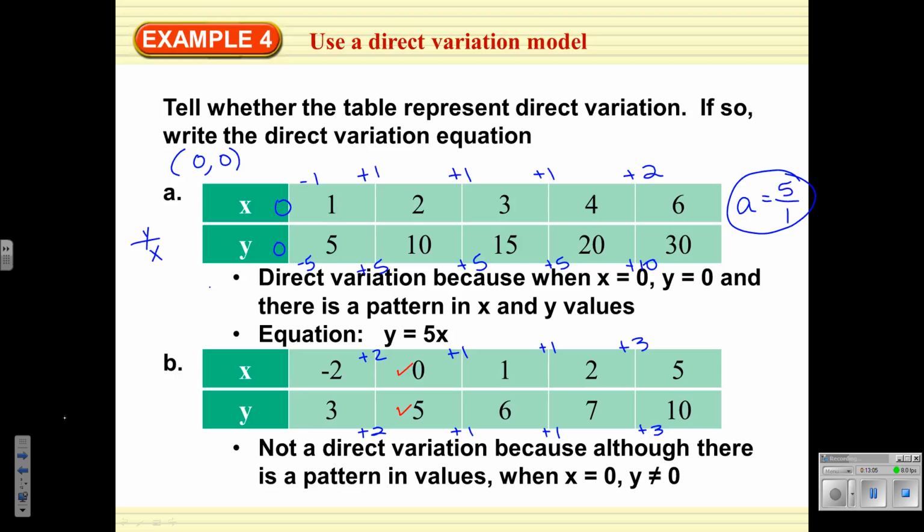Okay, you can stop the video and do the guided practice. It's pretty easy. Just tell whether it's a direct variation and then graph one of them.